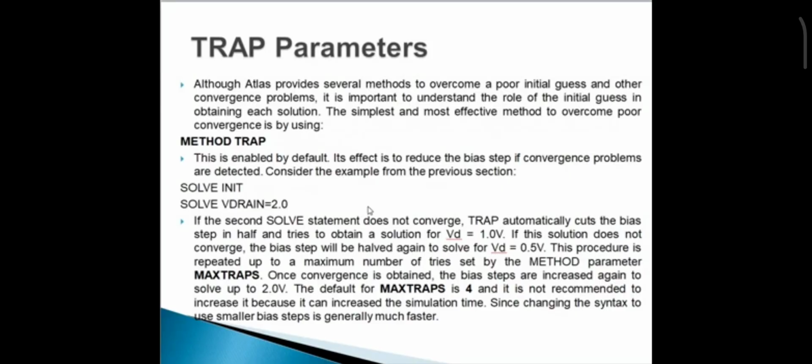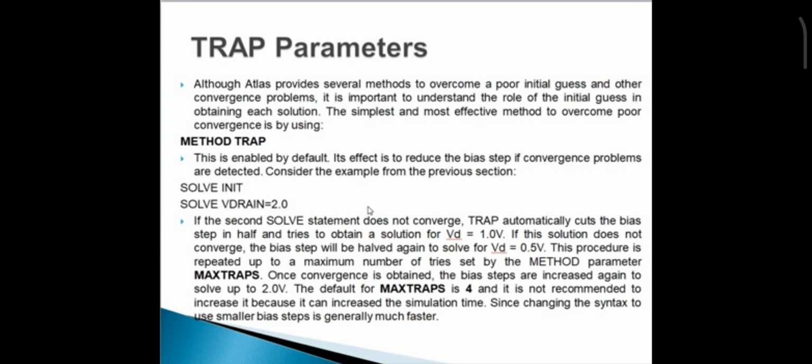Next is setting the trap parameter in the method statement. Although Atlas provides several methods to overcome a poor initial guess and other convergence problems, it is important to understand the role of the initial guess in obtaining each solution. The simplest and most effective method to overcome poor convergence is by using method trap. This is enabled by default. Its effect is to reduce the bias step if convergence problems are detected.